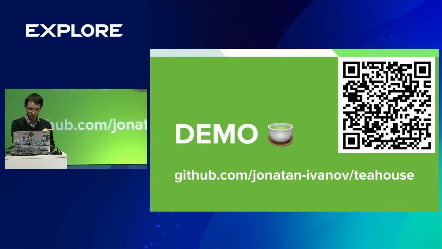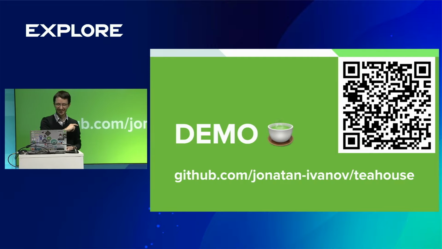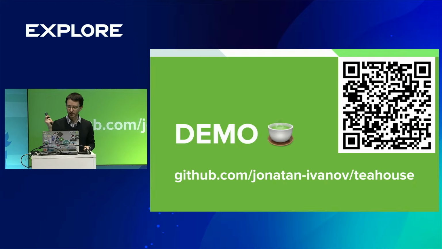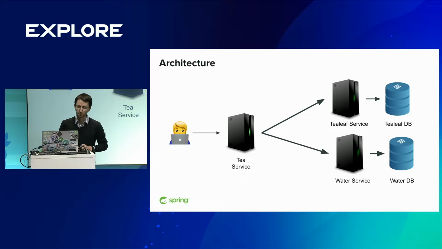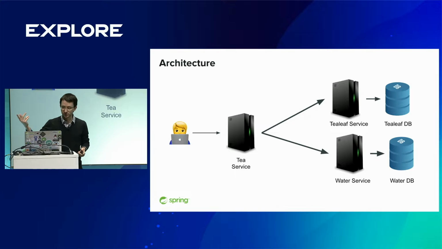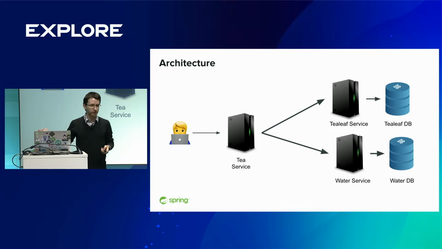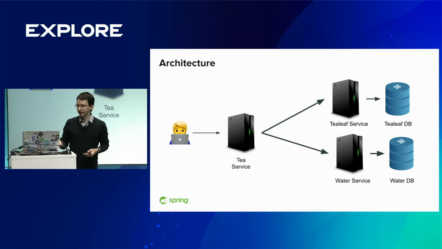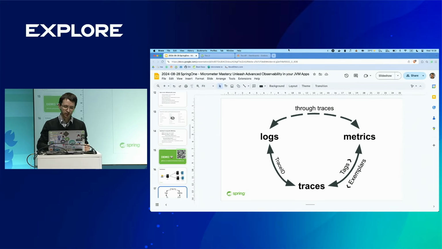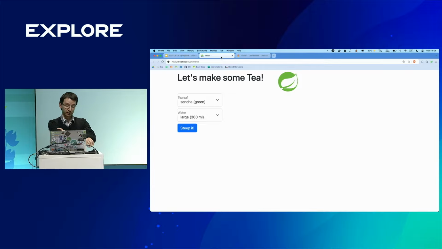The demo is open source. It's on GitHub. You can go to the URL or follow the QR code. This is our architecture. The users can call the application called T-Service. T-Service will call the T-Leaf service and the voter service over HTTP, and they have their own databases. It's quite simple. So let's see that application in action.